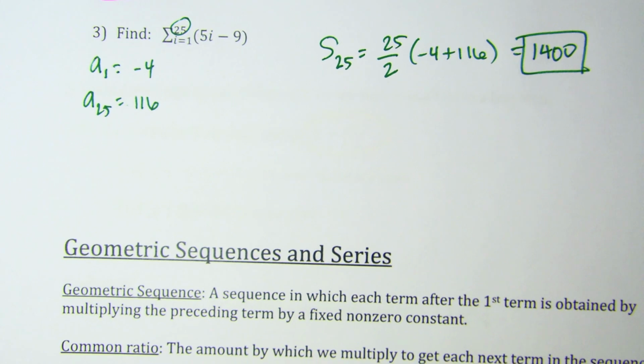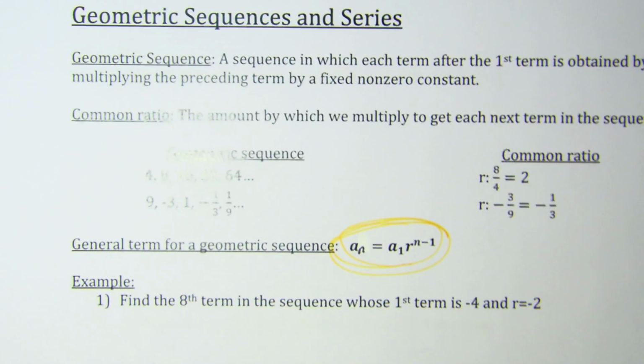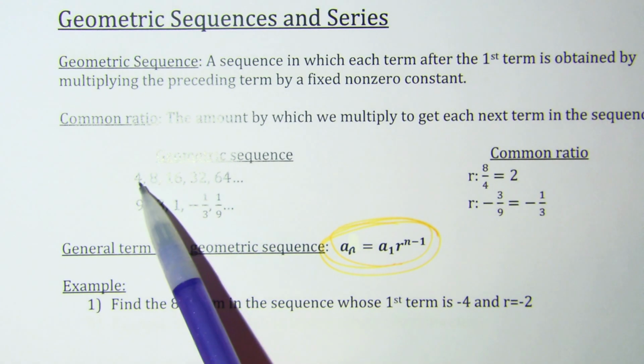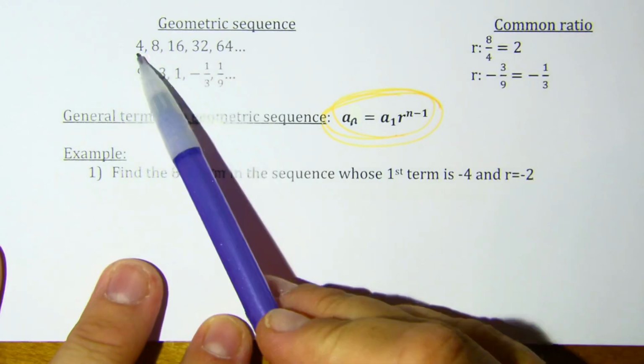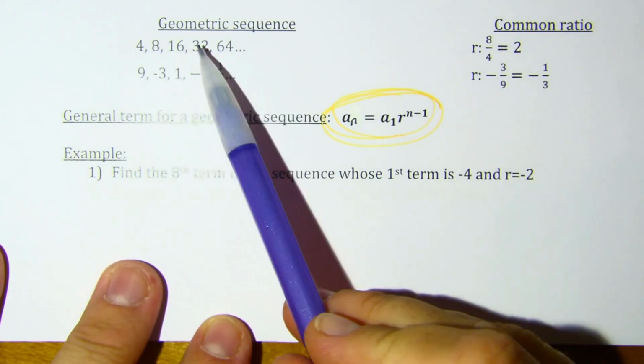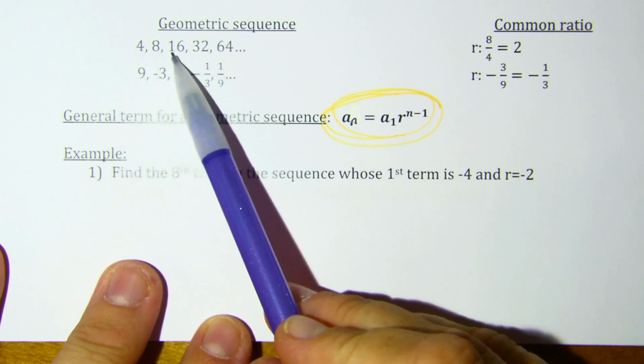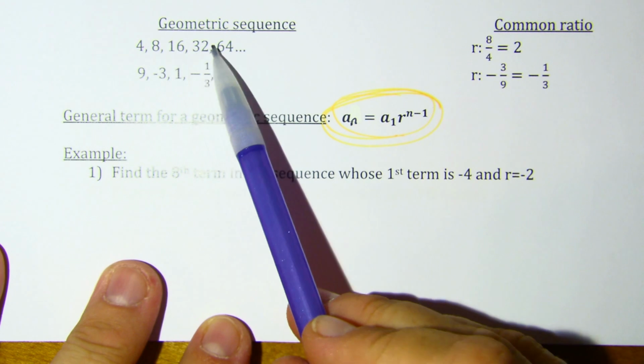Now the other type of formula we can look at is called a geometric sequence or series, and this is where we are not adding the same amount each time, but we're multiplying by the same number each time. So for example here, I have 4, 8, 16, 32, and notice the difference is not the same. 4 to 8 is 4, but 8 to 16 is 8, 16 to 32 is 16.